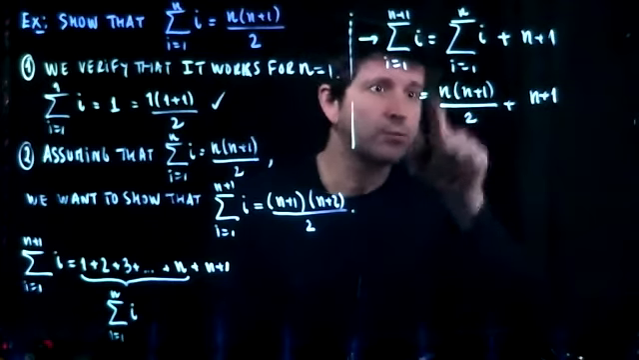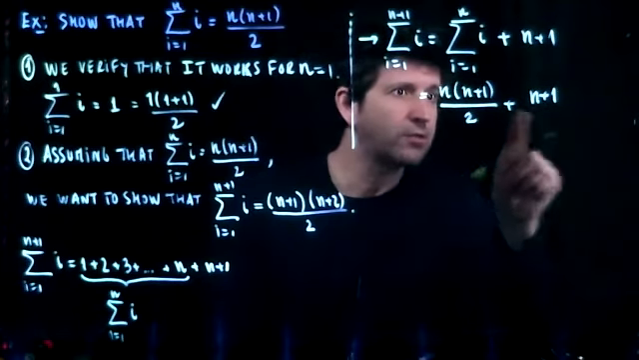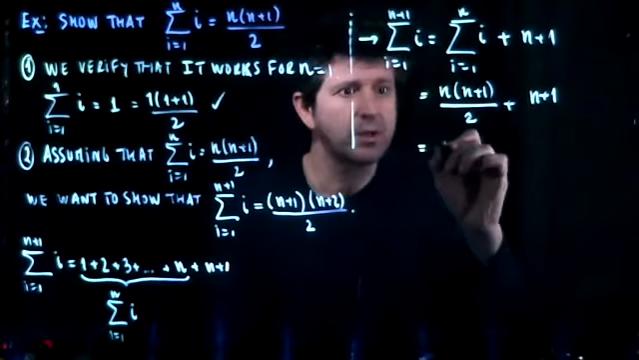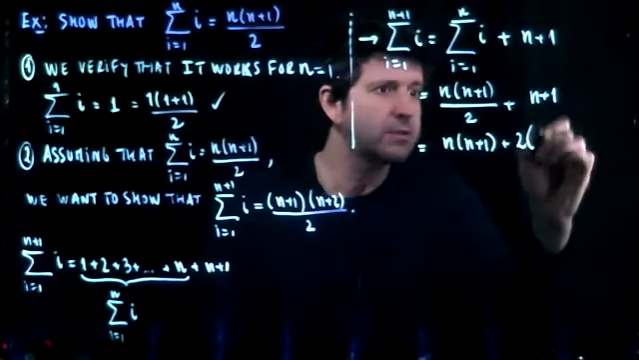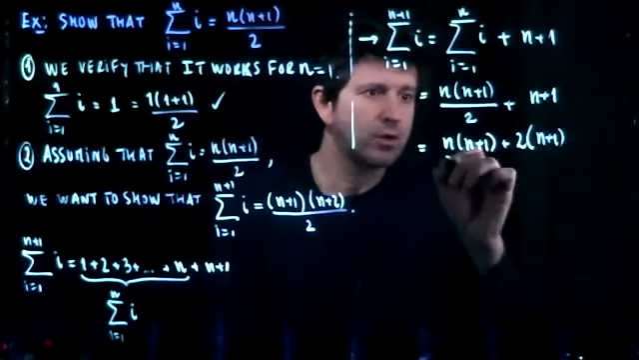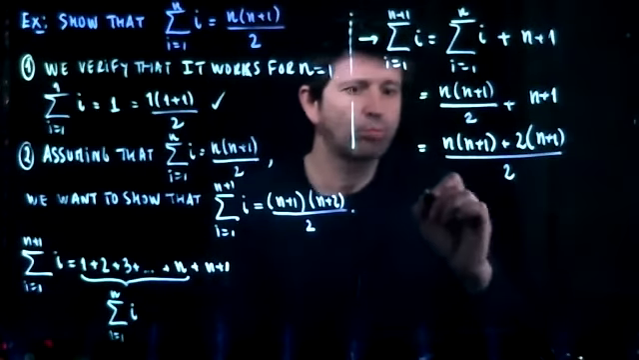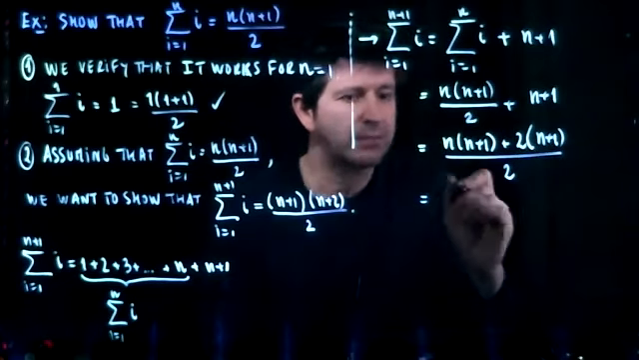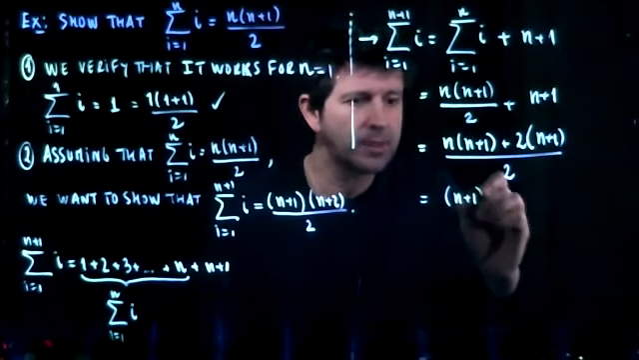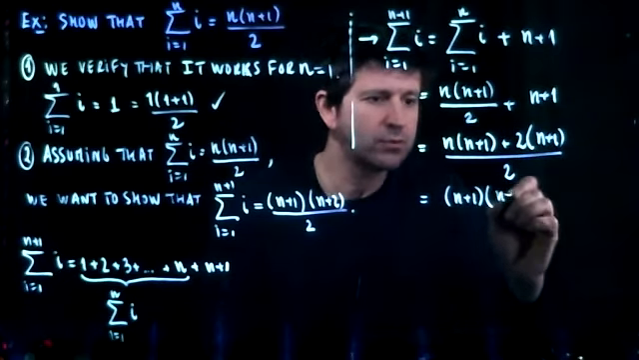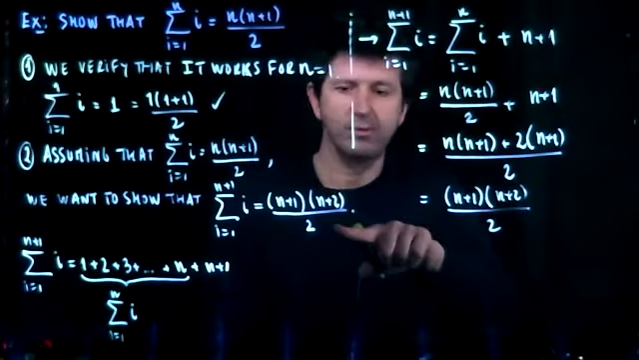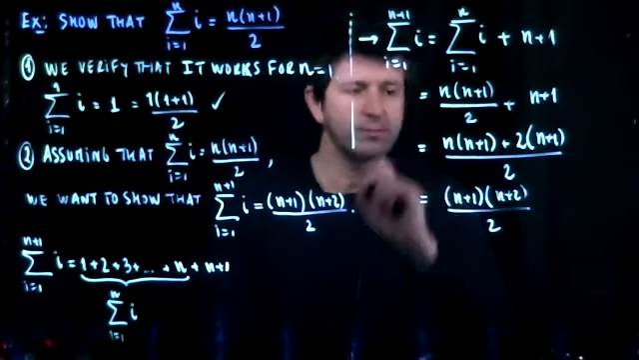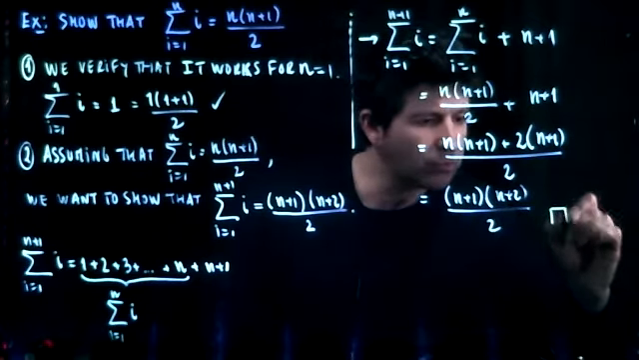Okay, now I'm just going to do some algebra by finding the common denominator here. So I'll get n times n plus 1 plus 2 times n plus 1, all this over 2. Then I'm going to factor out an n plus 1 on top. I'm left with n plus 2 over 2. Oh, guess what? I found it. There you go. It works for n plus 1. I got what I wanted to prove. The proof is done.